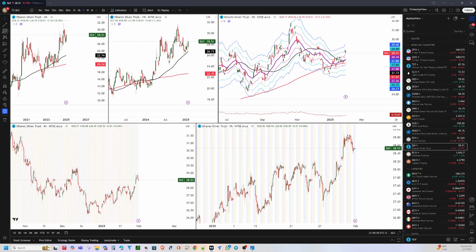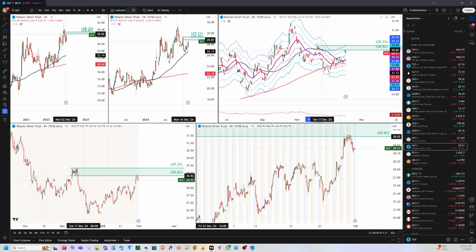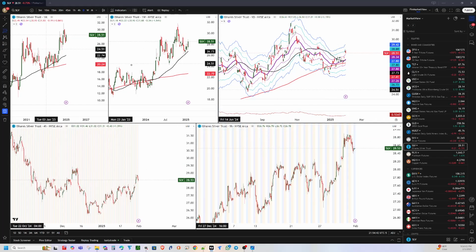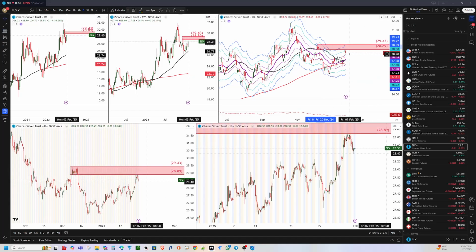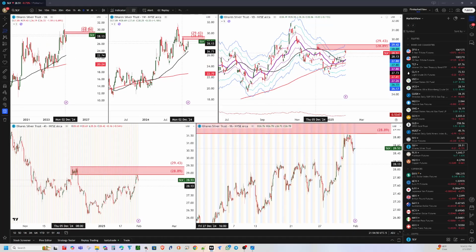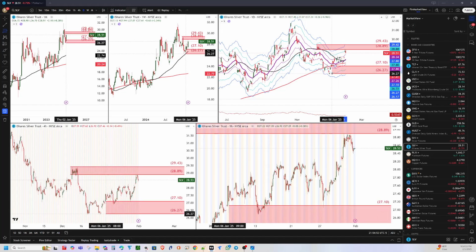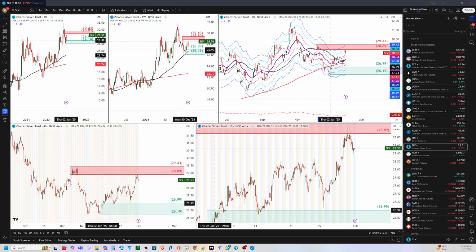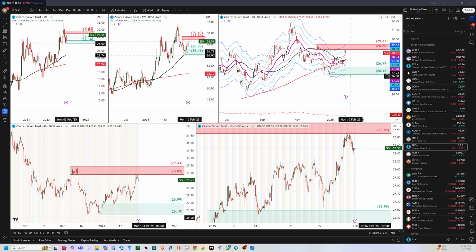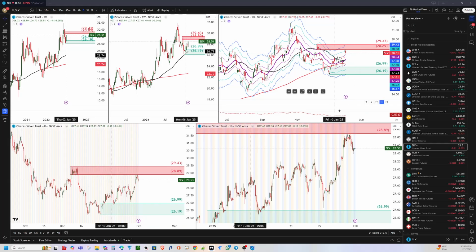SLV, same thing, on a resistance. We have this level right now, and the market is pegged at 28, but if you want to re-enter this market for SLV, I'll wait for at least the 26 area, which is a strong support area.